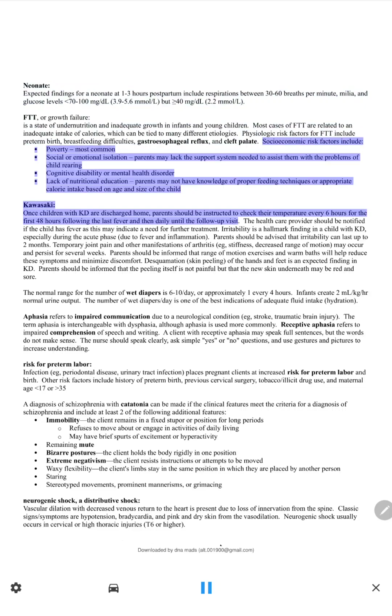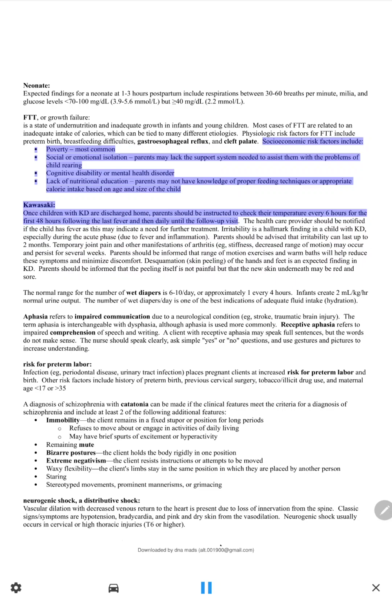Socioeconomic risk factors include poverty, most common; social or emotional isolation, as parents may lack the support system needed to assist them with the problems of child rearing; cognitive disability or mental health disorder; and lack of nutritional education. Parents may not have knowledge of proper feeding techniques or appropriate calorie intake based on age and size of the child.